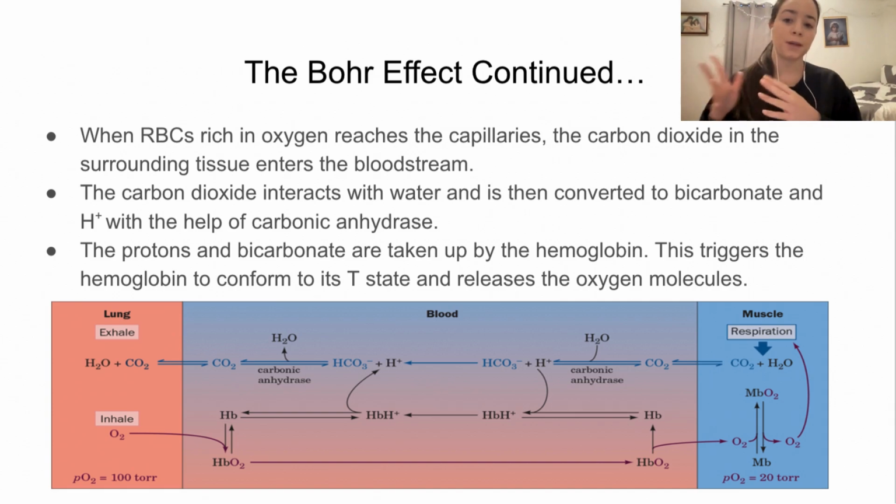The protons and the bicarbonate will then get taken up by the hemoglobin. And this will trigger the hemoglobin to conform to its T state and then release the oxygen molecules. So remember, when it's in its R state, it's rich in oxygen, which it was prior to arriving at the capillaries. And now that it's released its oxygen because it took up the bicarbonate and proton, it has shifted to its T state, and it'll release the oxygen molecules into the surrounding tissue.